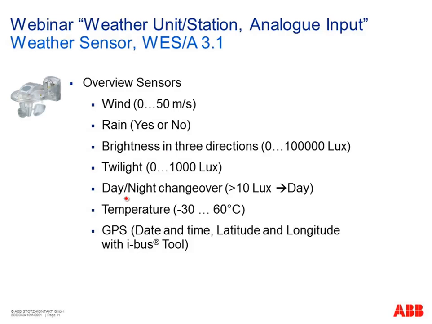Out of this we can evaluate, do we have a day or night situation? Very simple. There's a fixed threshold of 10 lux, so if you have a brightness value over 10 lux, then it's day, otherwise night mode. Outside temperature from -30 up to 60 degrees Celsius. And as before, we also have a GPS sensor integrated in the sensor, which gives you date and time, sent also on the KNX bus, and additionally latitude and longitude. But this is only visible in the IBAS tool, so not sent on the KNX bus as a communication object. So that's in principle the standard sensors we have integrated here.